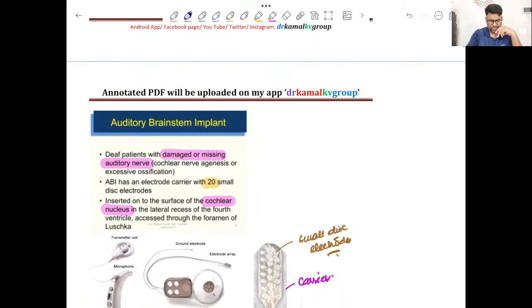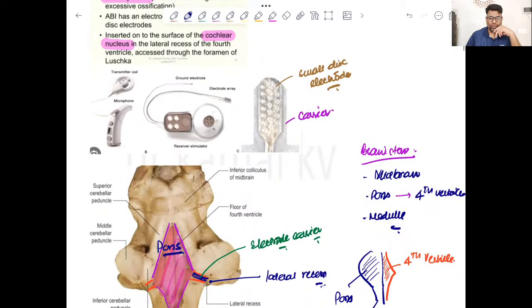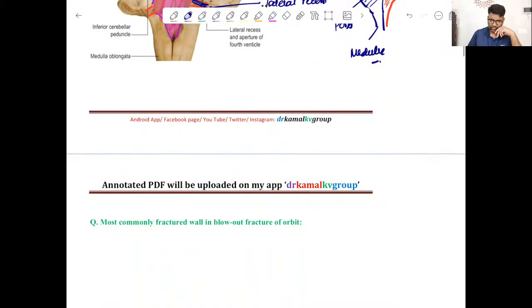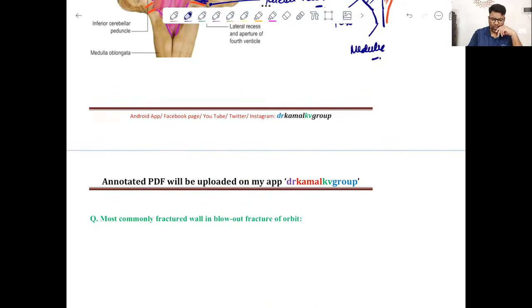And in NEET-PG you have these kinds of questions about some implant or some other supportive method for hearing. So this is about brainstem implant placement. Now this is a very common topic, the blowout fracture of orbit, and I think most of you can answer it. It has been repeated many number of times. So what is the most commonly fractured area in blowout fractures of orbit?